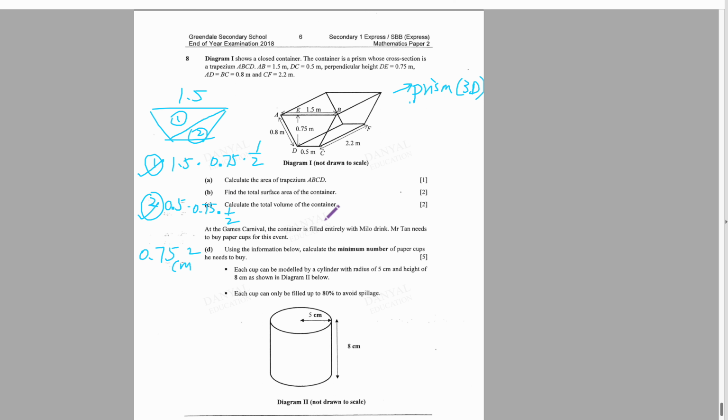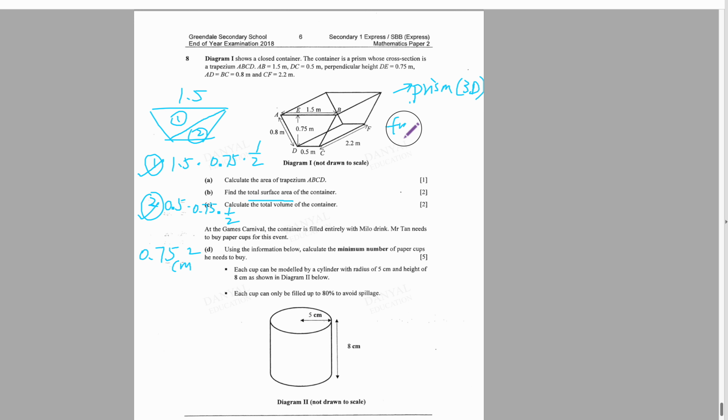Okay, so find the total surface area of the container. This question you need to read. The container is a prism whose cross section is this and has a particular height. So how many surfaces can you see in this prism? 6. So the strategy to do total surface area, whether it's a prism or a cylinder or any other shape next time, is always you do it this way.